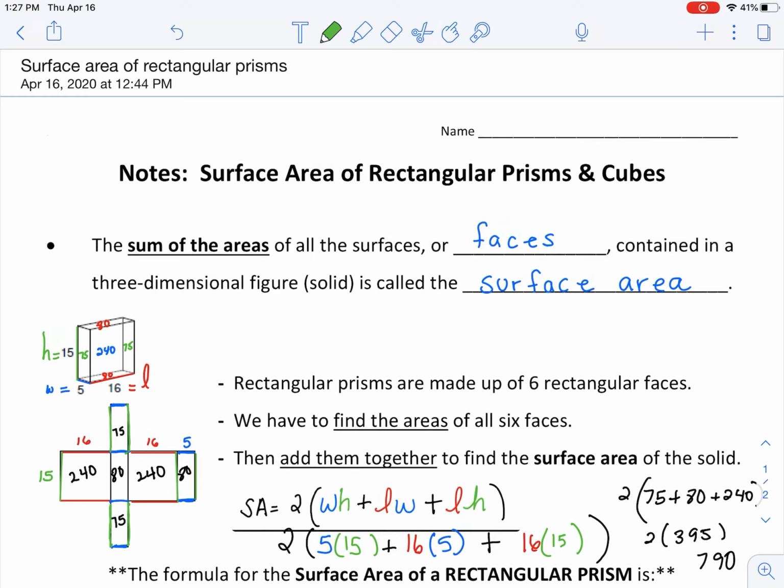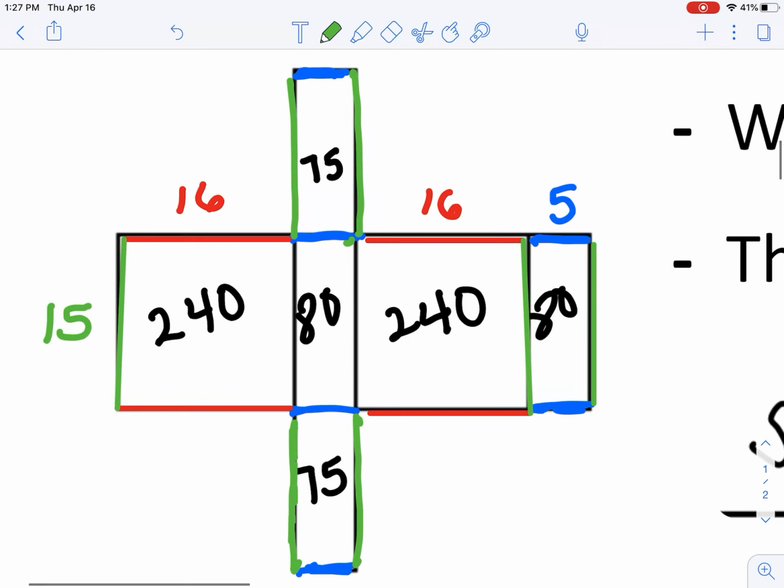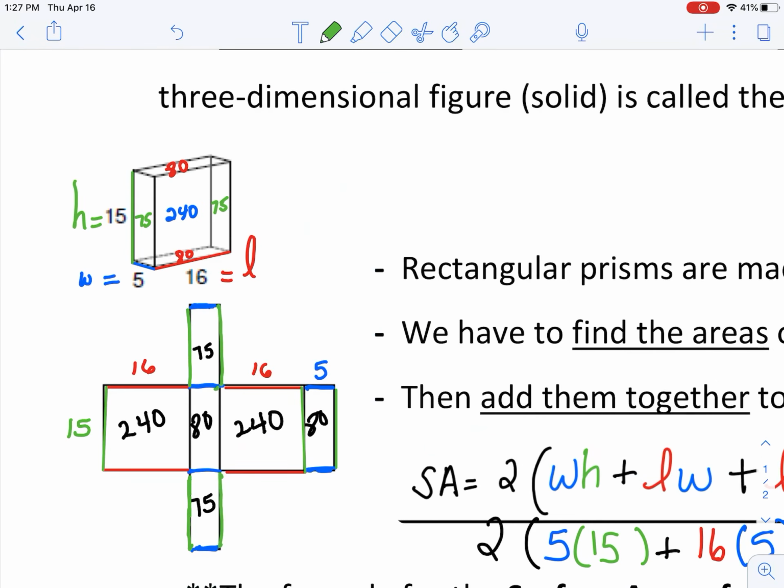So imagine dismantling the box without tearing anything, but separating it into one net. That's what this would look like here. Okay, so you have the bottoms, the tops. There's two of everything, a bottom and a top that are both the same. The back sides are both the same, and the sides are both the same.